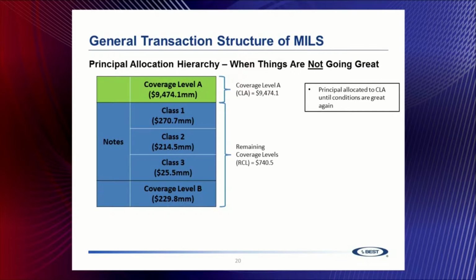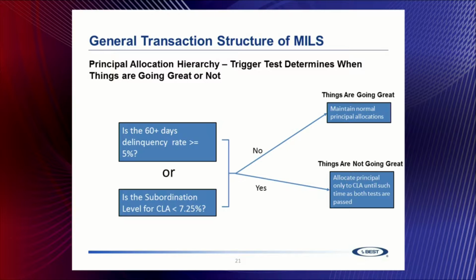So in the prior slide, the paydown in our principal is based on when things are going great. But when things are going poorly, and I'll define that later on in the next few slides, all the principal allocation goes to coverage level A. And so the Class 1, 2, and 3 get nothing until the conditions are great again.